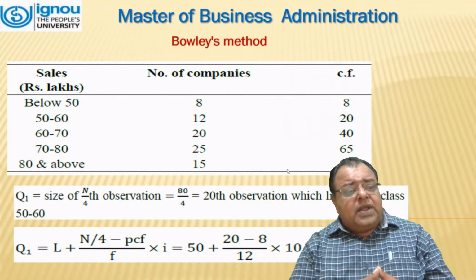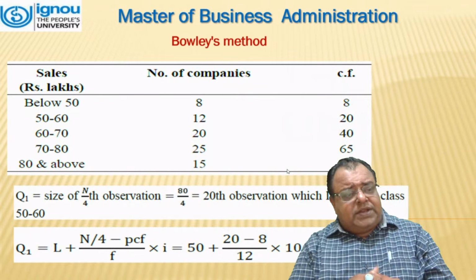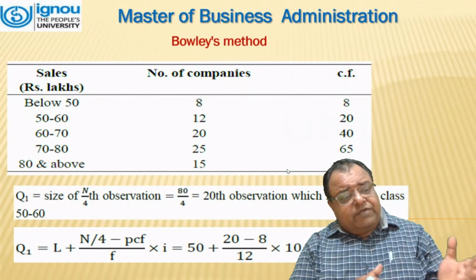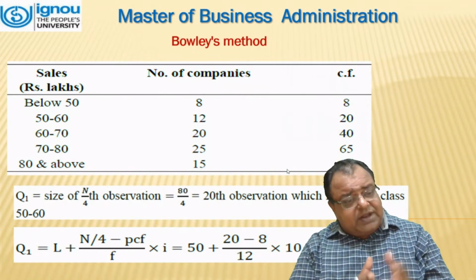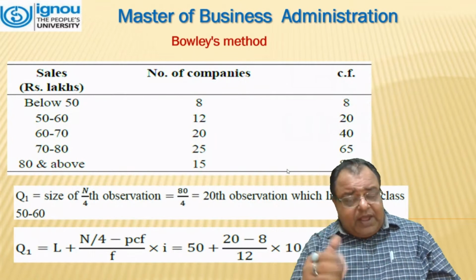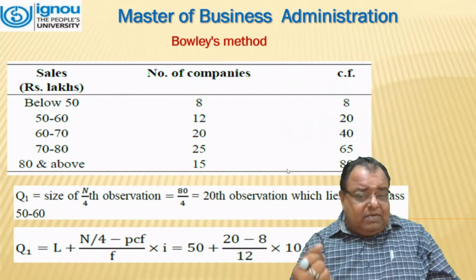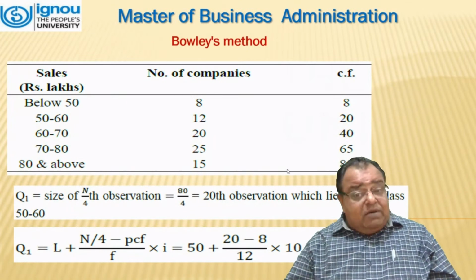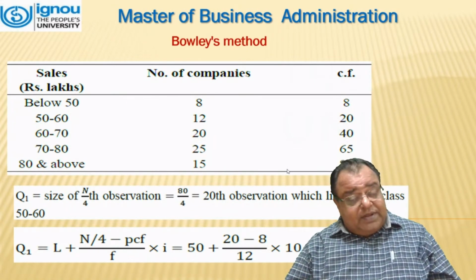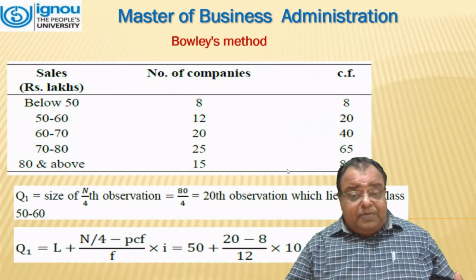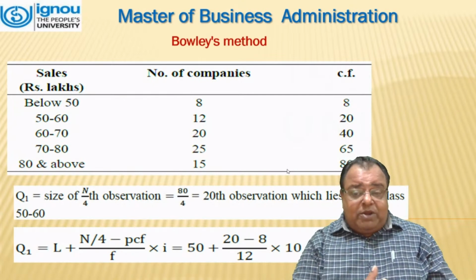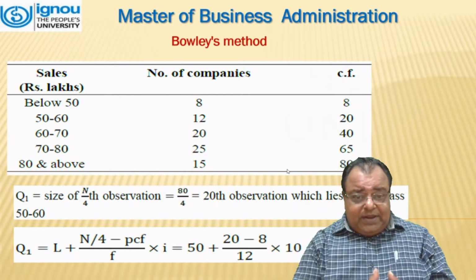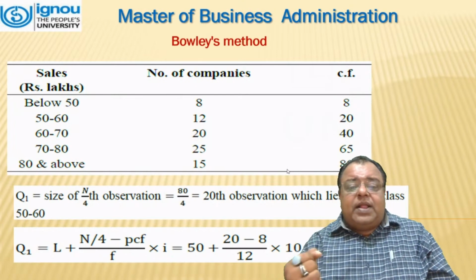We have companies say below 50, 50 to 60, 60 to 70, 70 to 80, 80 to 100. And the number of companies are 8, 12, 20, 25 and 15. We have to calculate cumulative frequency. Now the thing is that I don't know how many of you remember how to calculate cumulative frequency, so I will be just brushing up.